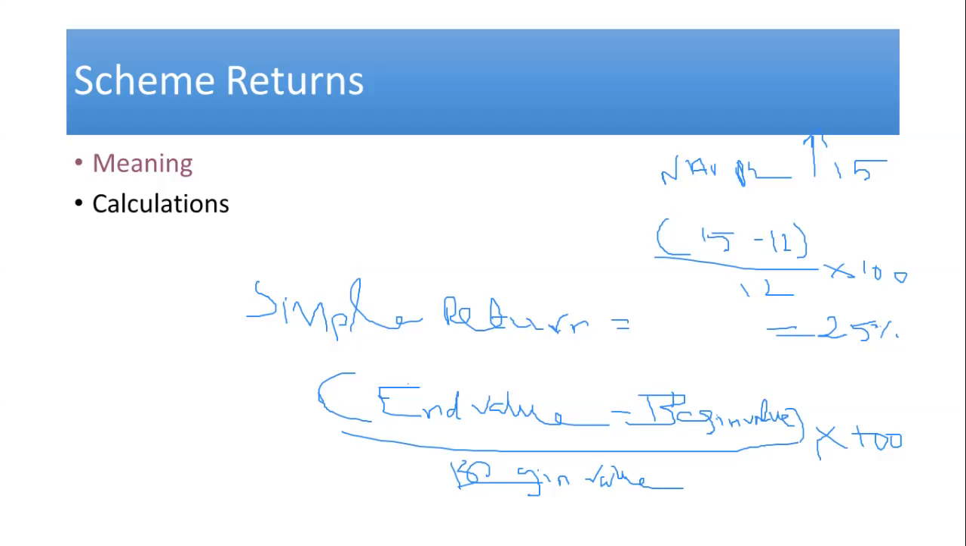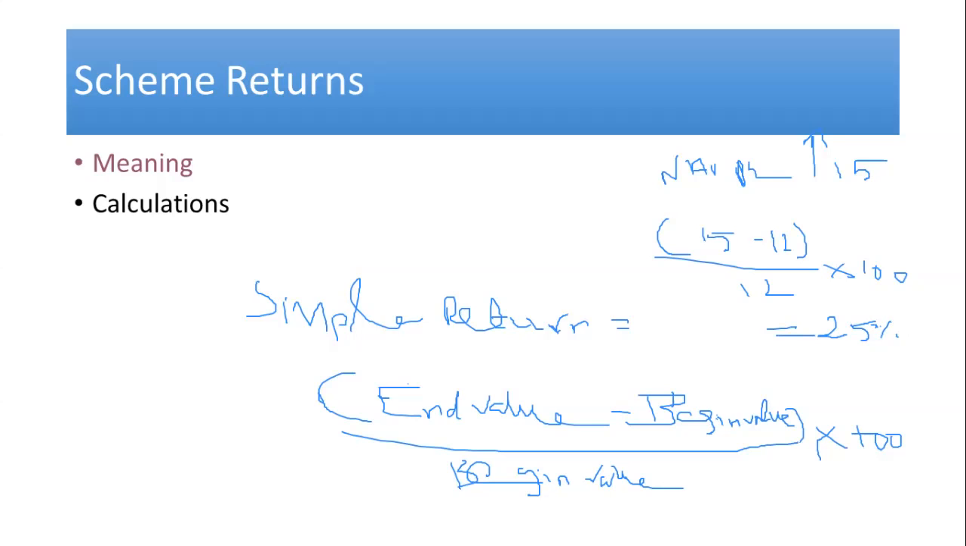This is also affected by a declared dividend. When the dividend is declared, naturally the NAV value will come down. Then we have to take the ex-dividend NAV as the end value in the calculation. Mutual funds also use the compounded annual growth rate, that is CAGR, which accounts for compounding and dividend payment.